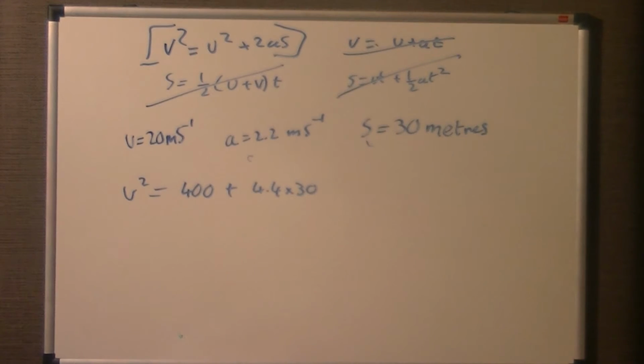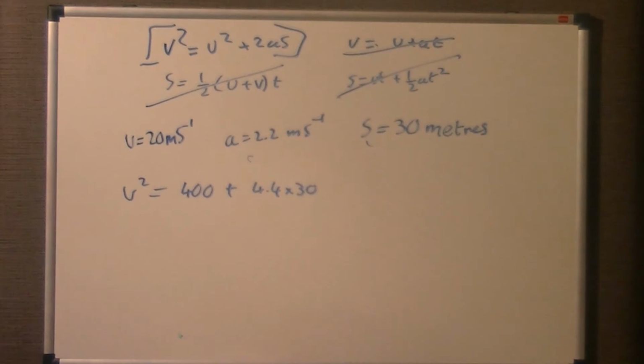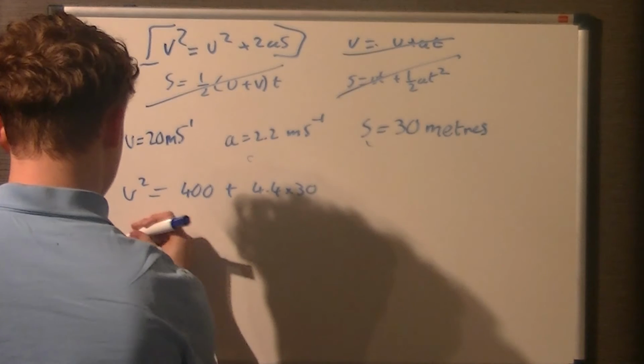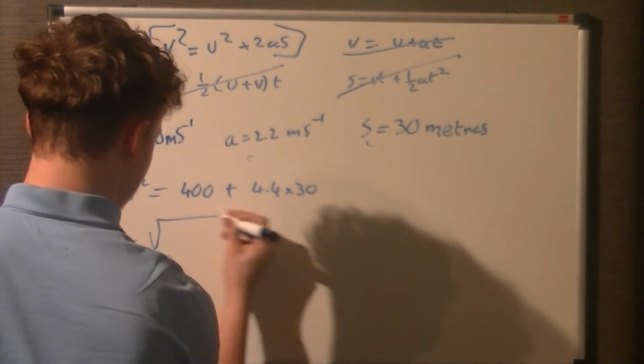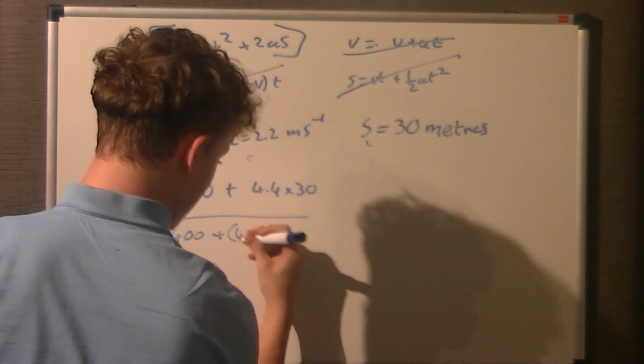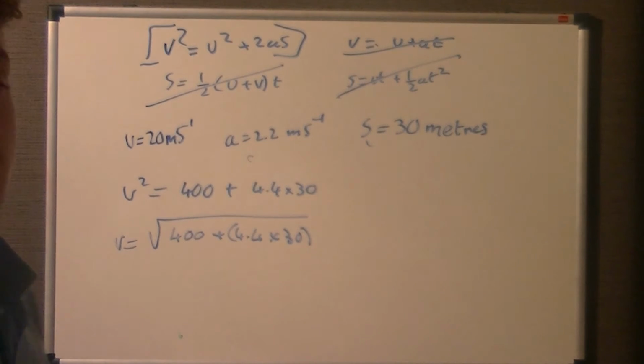Anyway, you can see what you'd do for that. You'd work out that, and that would get you V squared. So V equals the square root of 400 plus 4.4 times 30. That's how you do that question.